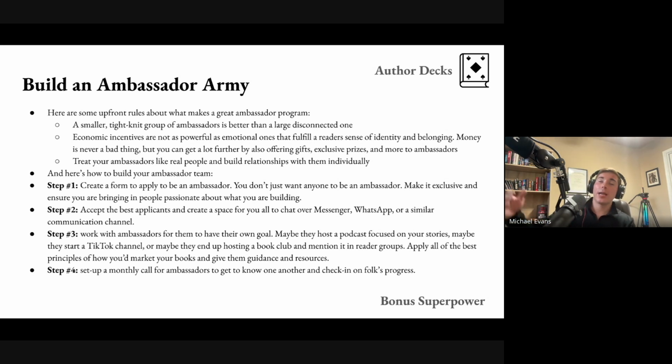Now, again, you're thinking, well, this sounds a lot like a super fan. You're right, Devin. It is a lot like a super fan, but there's one key difference: you're deliberately working with this group of super fans, which doesn't have to be a large group, to mobilize them.